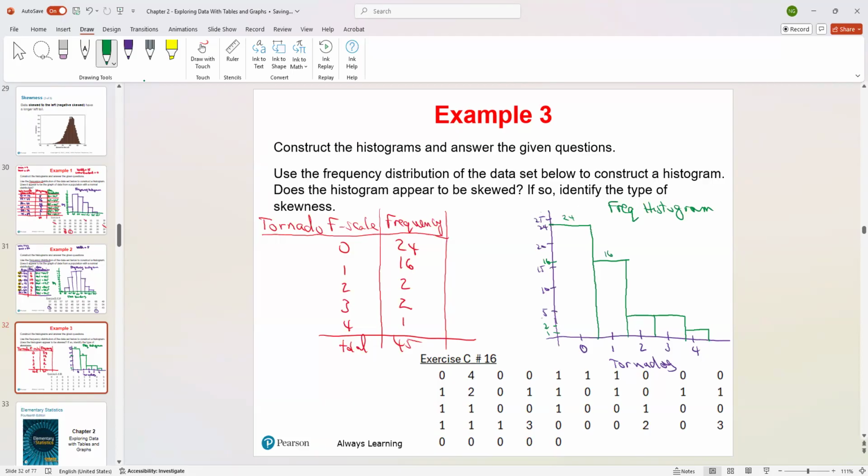In a different video, I will come back to sections 2.1 and 2.2 to do one or two examples on Excel, so you can see how to construct a frequency distribution and a histogram on Excel.